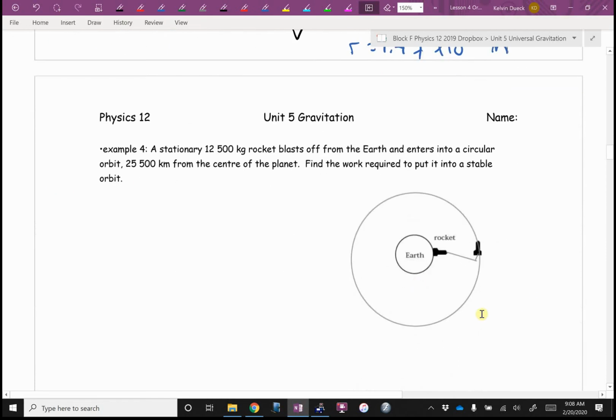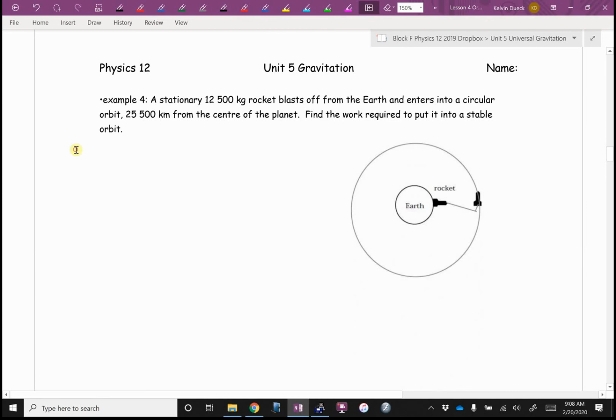Turn the page. We're going to pick up with example 4 next class. It's the longest question of the year. What's it asking me to find? How much what? To put it into a stable what? So I'm going to go change in potential plus change in kinetic. But because we're in a stable orbit, change in kinetic is not going to cancel, unlike just lifting it.